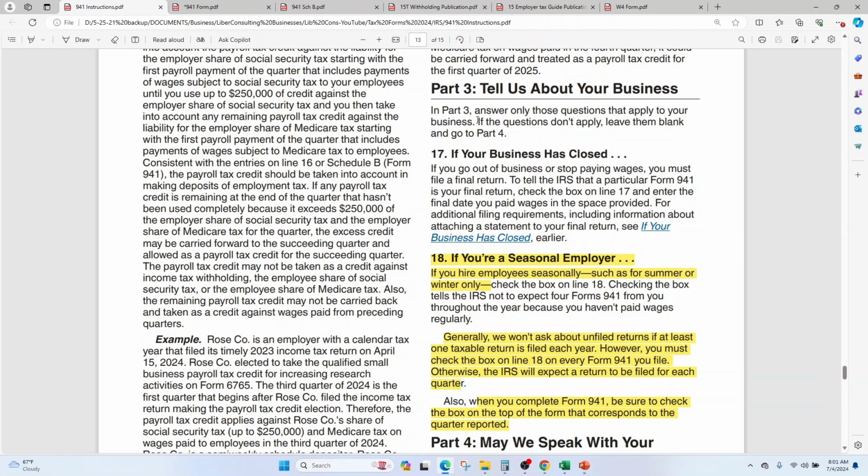So if you go out of business or you stop paying wages, that will be the line 17. That will be when you file the final return. You must file a final return to tell the IRS that a particular Form 941 is a final return. Check the box on line 17 and enter the final date you pay wages in the space provided. Okay, and that's that.